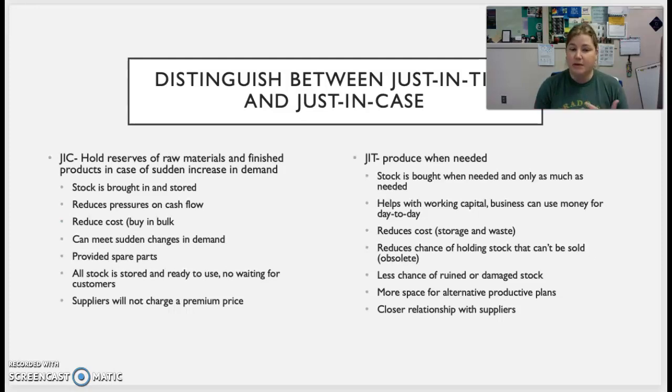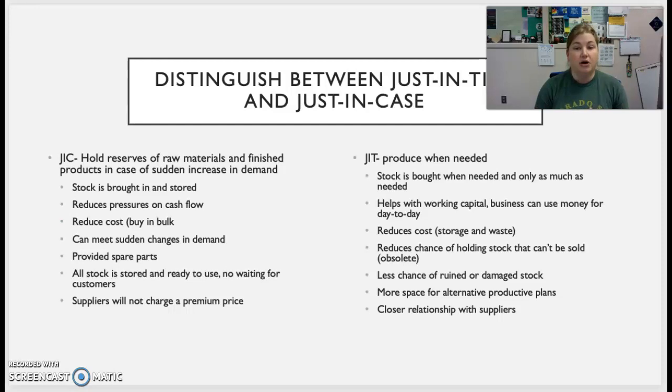It provides lots of spare parts so that we have other options. If we get a bad batch of something in our supplies, in our raw materials, we have something sitting in the storeroom that we can go ahead and use. We don't have to wait on more product to get to us. All stock is stored and ready to use. There's no waiting on the customers to come in and say, we want this, so please prepare it for us. And suppliers generally don't charge a premium price for this because we have a consistent supply coming in from them. They don't upcharge us.